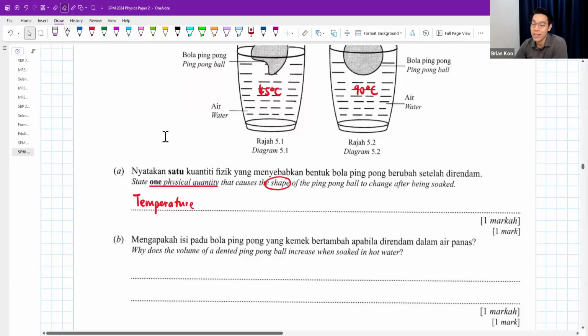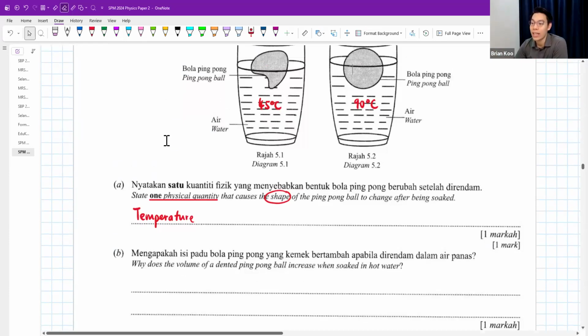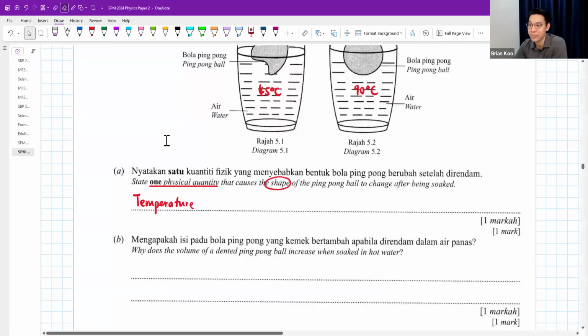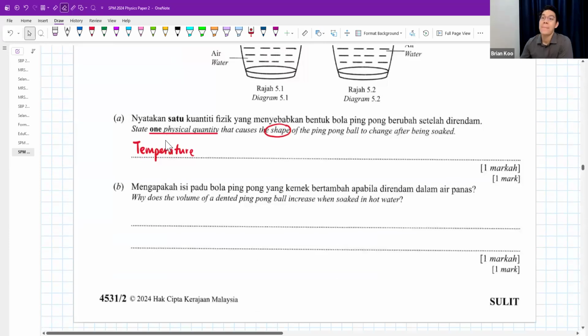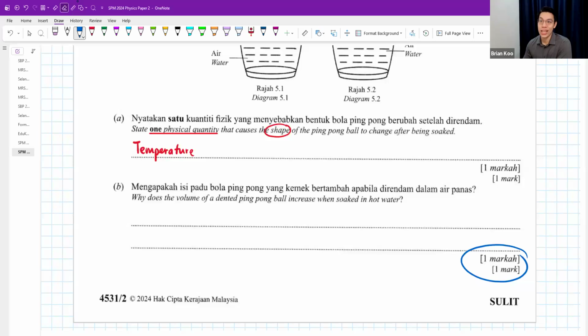Okay. Why does the volume of the dented ping pong ball increase when soaked in hot water? Okay, got a lot of answers. This 1 mark question, I can make it 3 marks, I can make it 4 marks also. But temperature increase, kinetic energy of molecules always increases. These two always go together. Talk about that, you already get your mark.